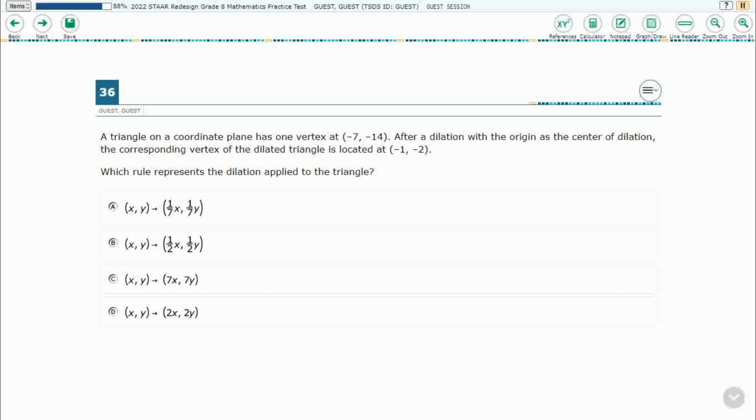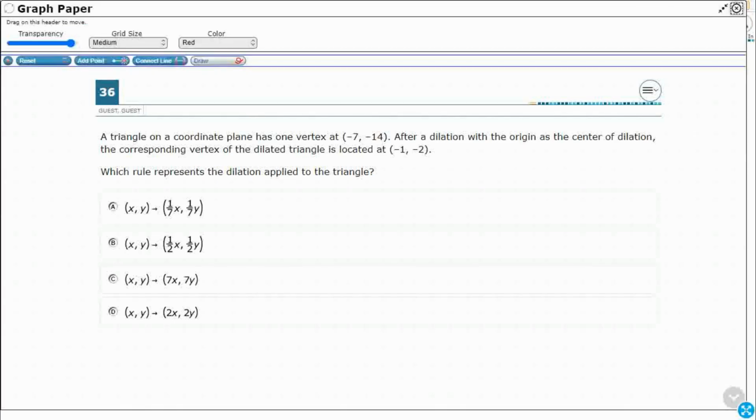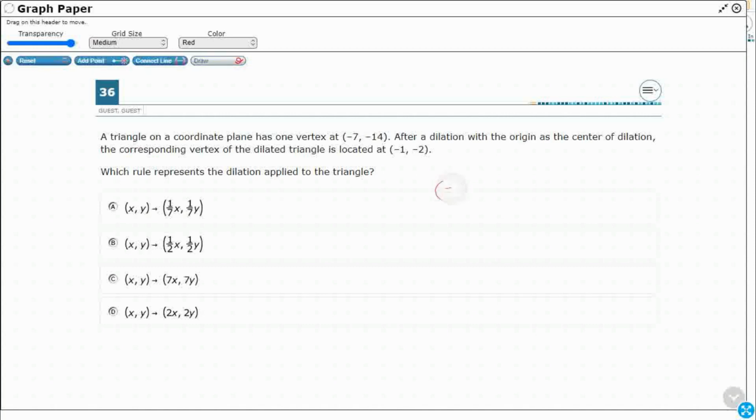So we have two different triangles. One is dilated, and we don't necessarily need to draw it because we don't have all three vertices, we just have one. So really what we're looking at here is the original, which is going to be -7, -14, so that's my x and my y. And then we're going to follow this algebraic rule. Something's going to happen to it, and it's going to be -1, -2. So that's my x prime and my y prime.